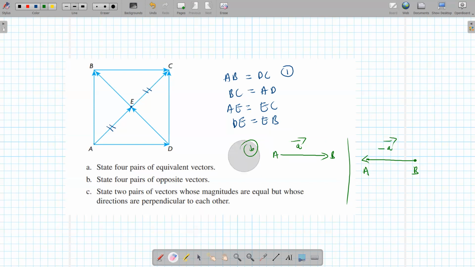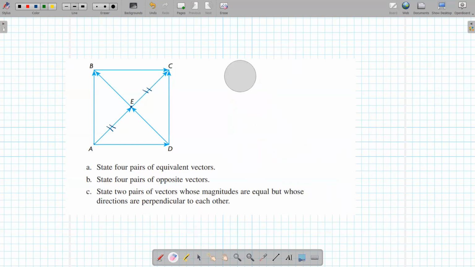So for this question, part B, state four pairs of opposite vectors. Look at this. B to C is the exact same thing as A to D, but it says opposite. So we got to flip the direction. B to C is opposite, right? It's negative D to A. You agree?